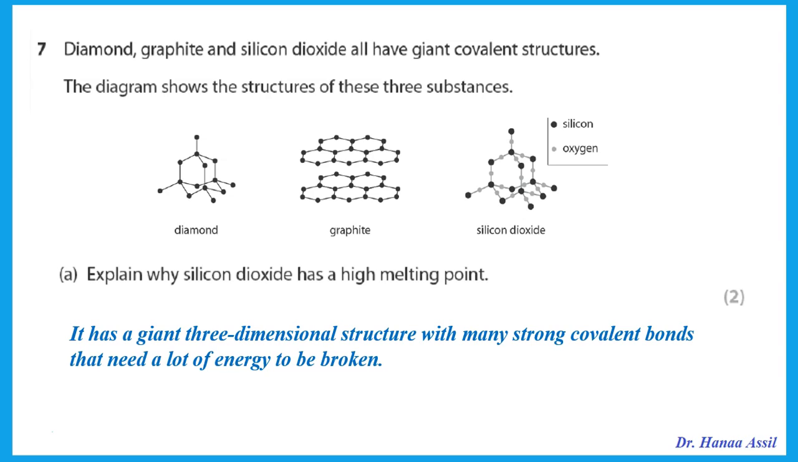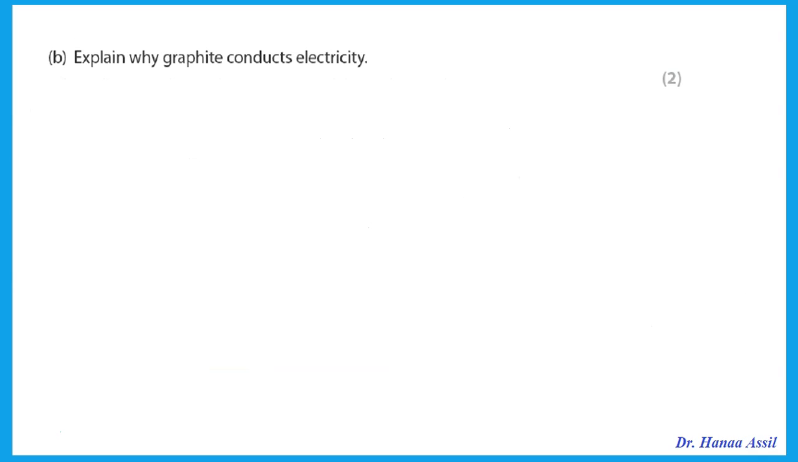Don't say strong attraction forces. They're not strong attraction forces. They're actually strong covalent bonds holding the atoms together, and these need a lot of energy to be broken. So this applies to any of these: diamond, graphite, silicon dioxide. They have a high melting point because of the giant three-dimensional structure with many strong covalent bonds, and these need a lot of energy to be broken.